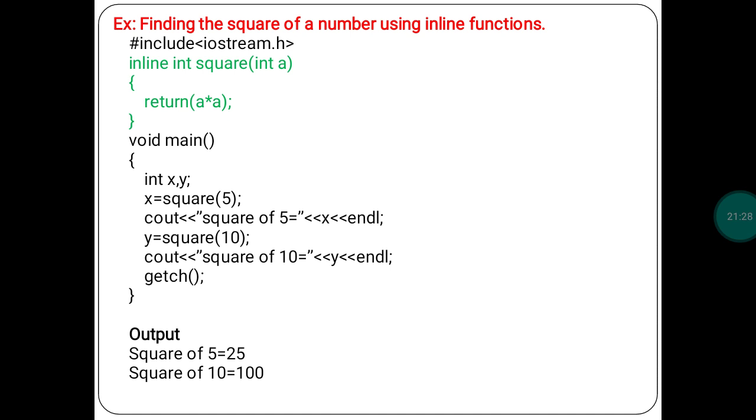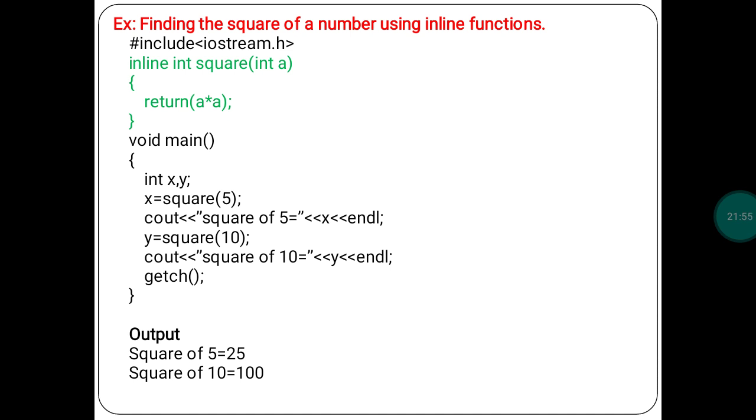For the second value, again y is equal to square of 10. When you give square of 10, the 10 will be transferred to the inline function int a, which is now 10. 10 into 10 becomes 100. Then that will be stored in y. Then see cout square of 10 is equal to y. So y is now having 100. That will display automatically. Then getch and the closing brace, your function is closed. So now see the output: square of 5 is 25, square of 10 is 100.